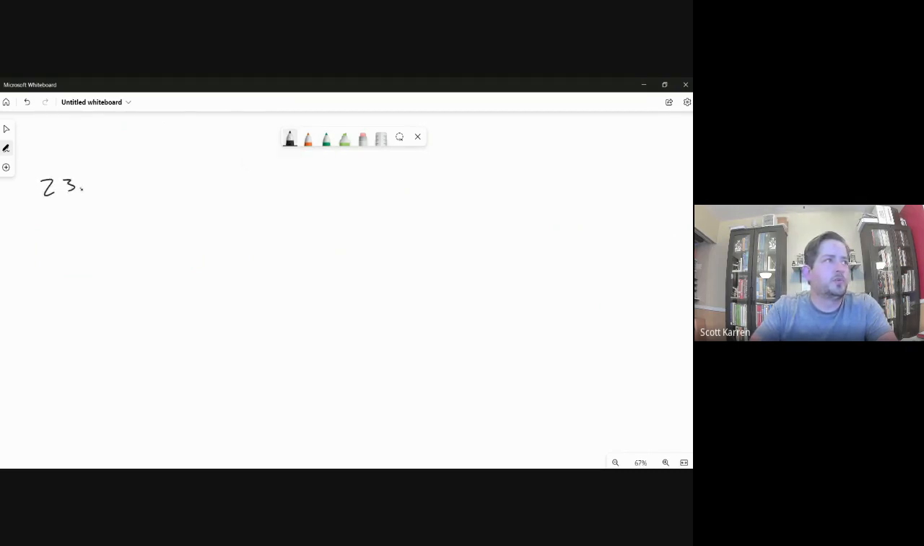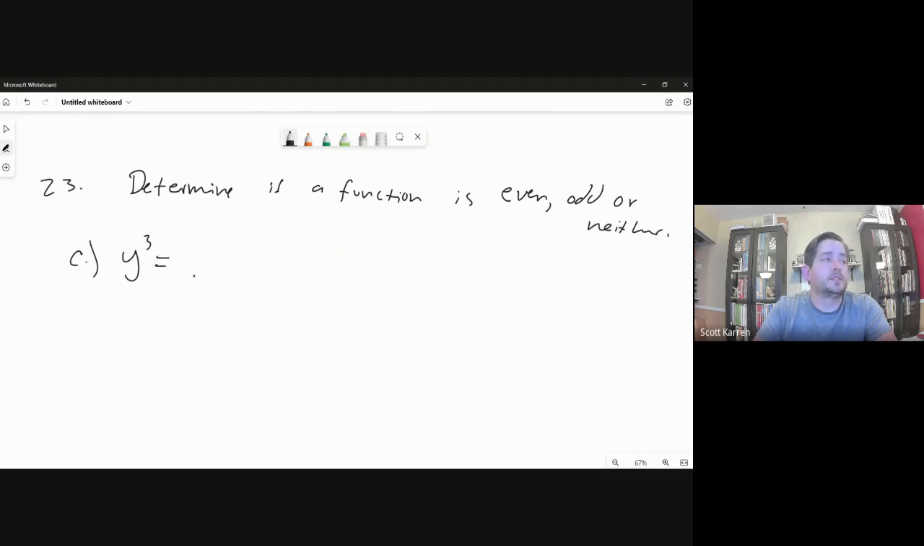All right, let's look at number 23. We want to determine if a function is even, odd, or neither. So let's take a look at one. Let's look at C. C is y to the third equals 2x squared. Oh, I'm sorry, I'm looking at the wrong thing. That was the last question.